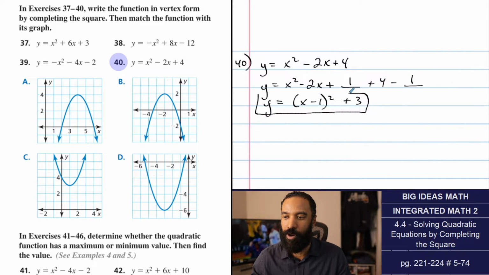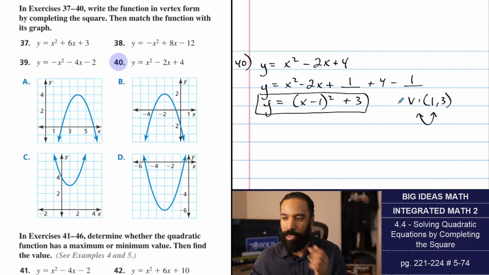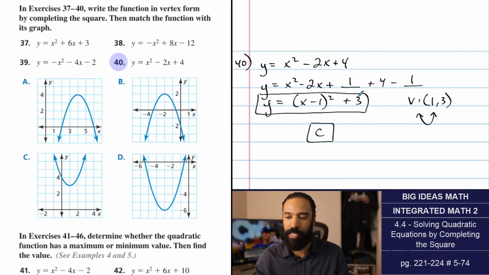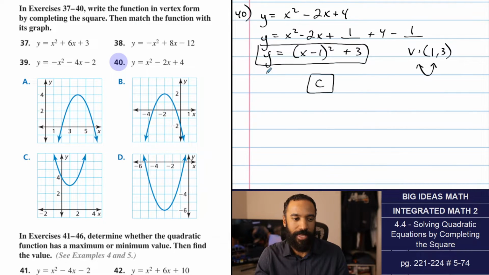Here's your vertex form. The vertex itself is at 1, 3. This graph will go upward because of the a value being 1. That leaves us with C. Of course, by process of elimination, that was all that was left, and that is that graph, number 40.